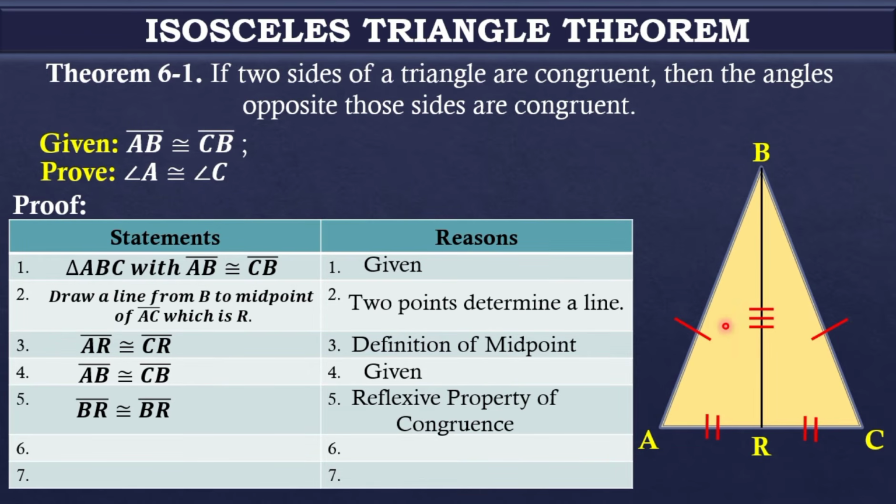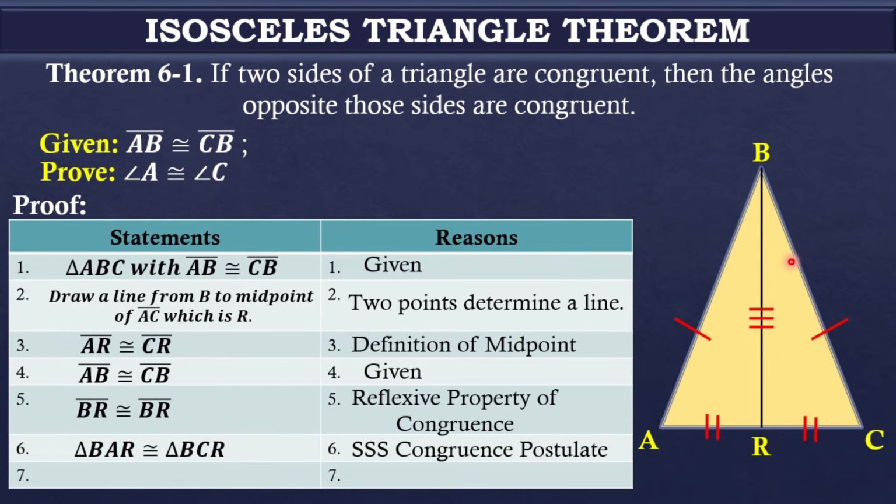Now, from the given statements and the reasons, minark natin yung ating dalawang triangles. So, as you can see, we have 3 sides of the triangle congruent to another 3 sides of another triangle. So, we can say that triangle BAR is congruent to triangle BCR. So, ano kayang reason? Since meron tayong 3 sides na congruent sa kanila, ibig sabihin that is by SSS congruence postulate. Now, na-prove na natin na yung dalawang triangles are congruent.